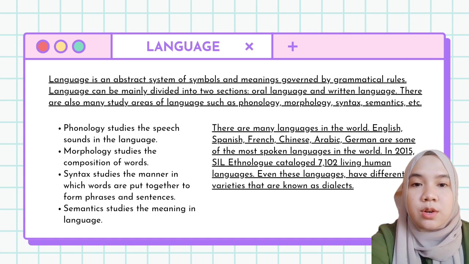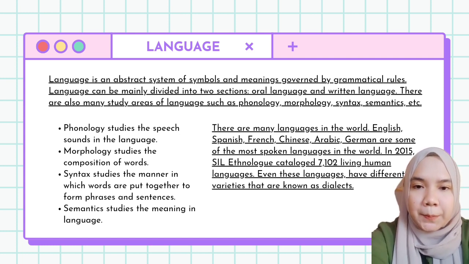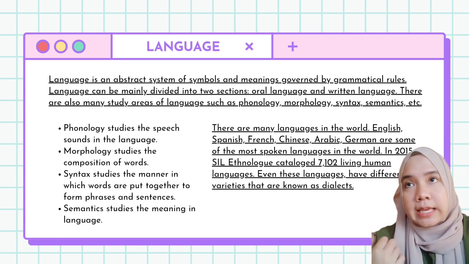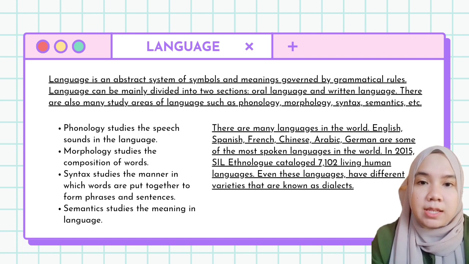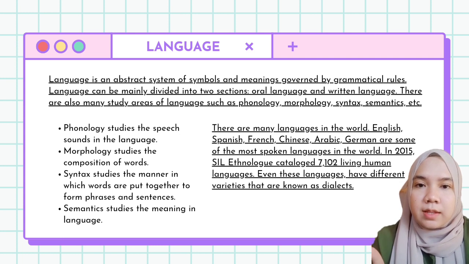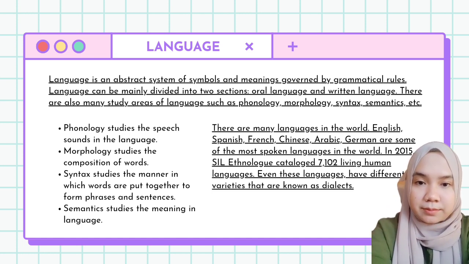Okay, some words go out of use while some new words take their place. There are many languages in the world. English, Spanish, French, Chinese, Arabic, and German are some of the most spoken languages in the world. In 2015, Ethnologue cataloged 7,000 living human languages. Even these languages have different varieties that are known as dialects.